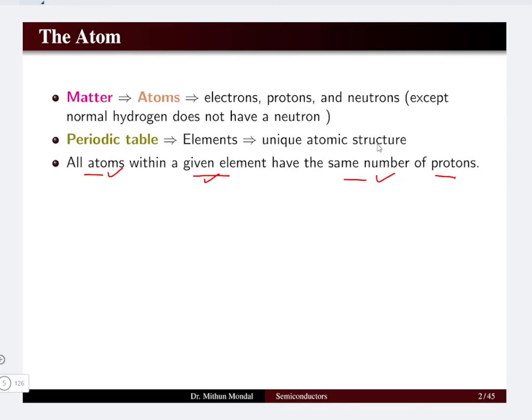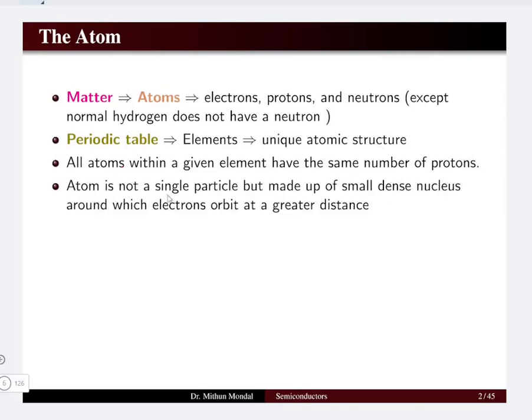An atom is not a single particle but is made up of a small dense nucleus around which electrons orbit at a greater distance. So we can think of an atom with the nucleus at the center, and the electrons revolving around the nucleus at a greater distance. So the distance from the nucleus to the electron will be more.